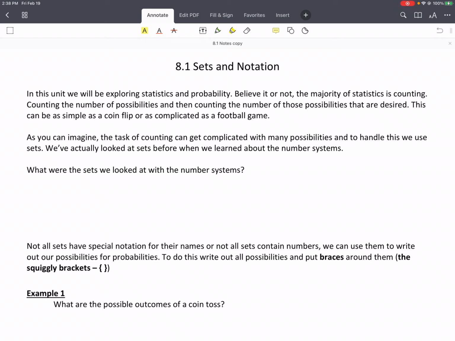So believe it or not, the majority of statistics is counting. We want to count the number of possibilities and then all of those possibilities that are desired. So you can probably think of the common thing is flipping a coin. You have heads or tails, and do you want one of those? So you have two possibilities and one that you want.